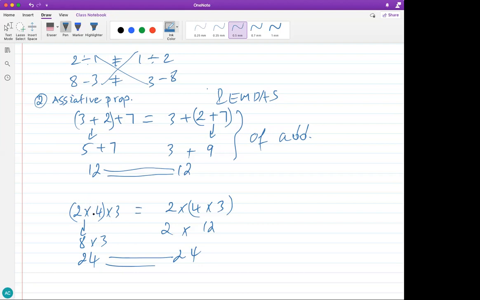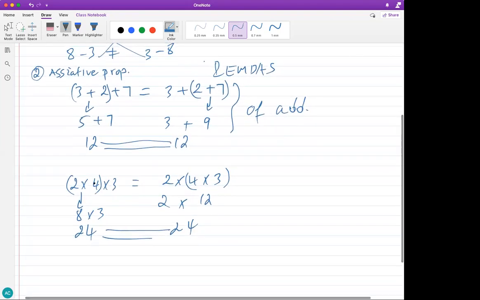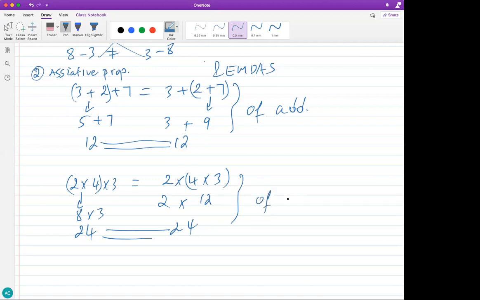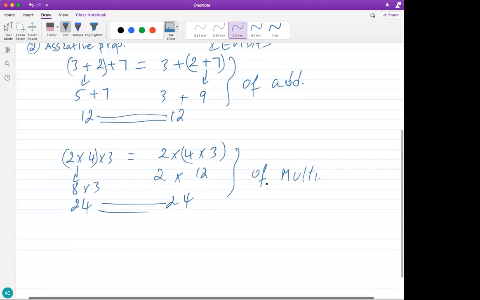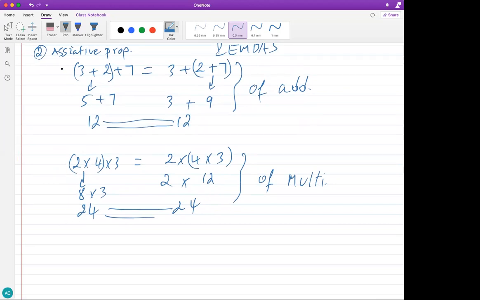So if we want to impose a specific order in an expression, you use the parentheses to basically give priority to an operation or a specific number or a couple of numbers over the other number. So that's what we call the associative property, in this case, of multiplication. Okay, so that's the associative property.